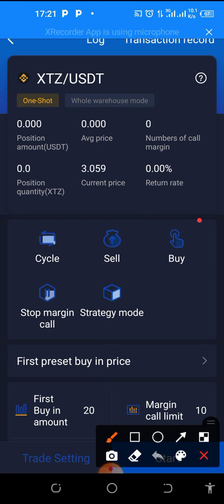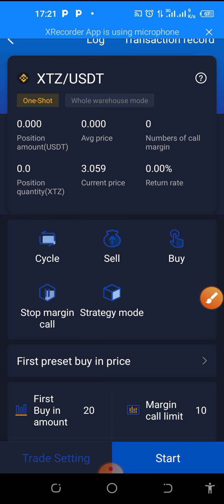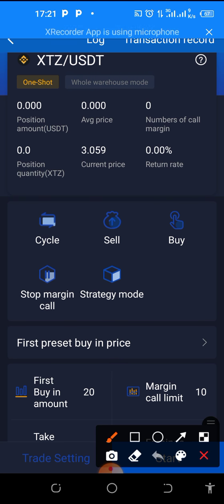Then you have the buy button, which you can also use if you want to buy manually, especially if you want to do what is called manual replenishment, which I will be explaining later. Then the next button you need to know is the margin call button, which is here. Now the margin call button is active. That is why it is showing us stop margin call.